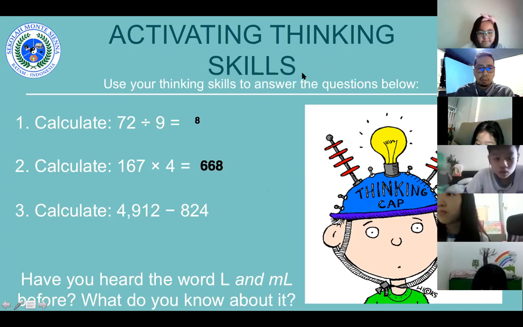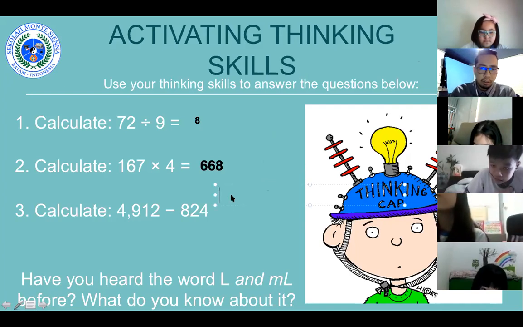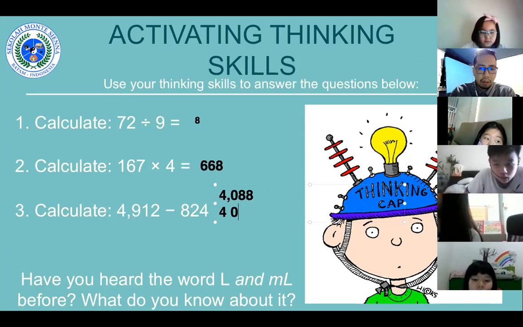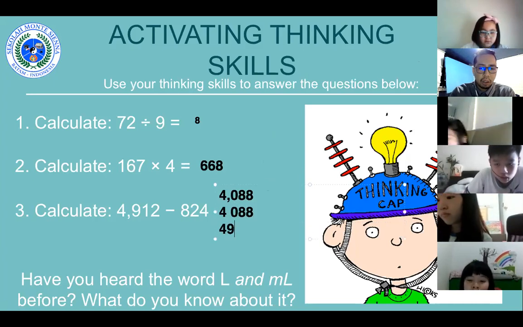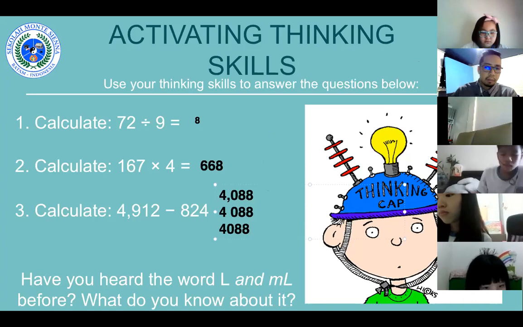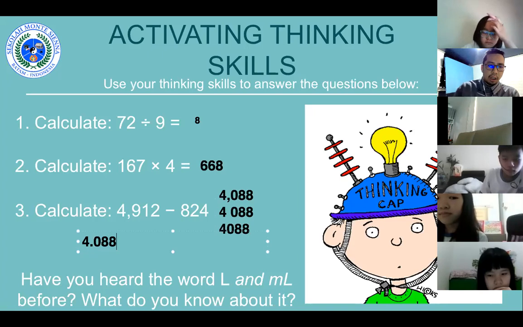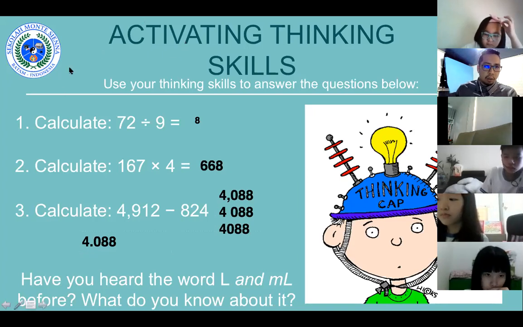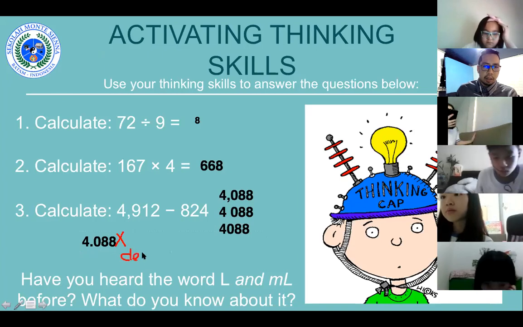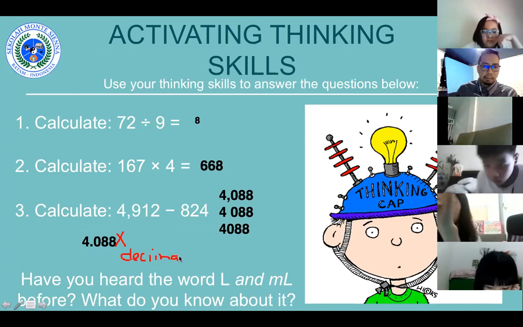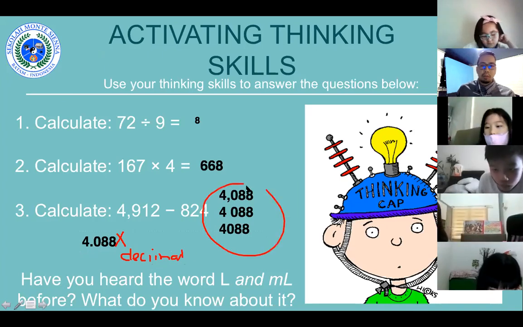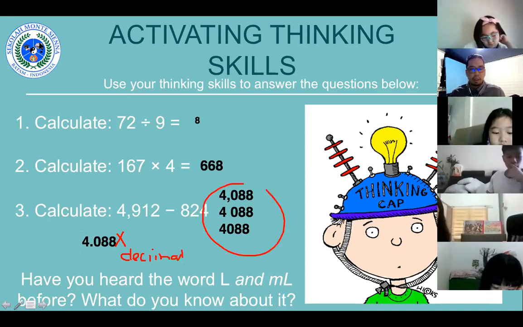You have to use comma or put some space. The correct answer is 4,088. It can be 4 space 088 or 4088. Using 4.088, I will consider it as wrong because this means decimal. So only these three. Next time, okay, Alfredo?